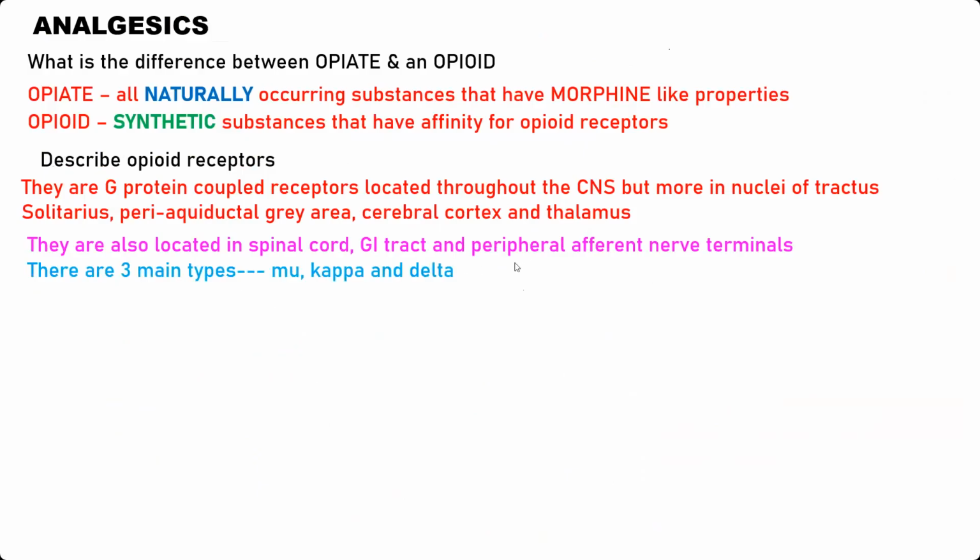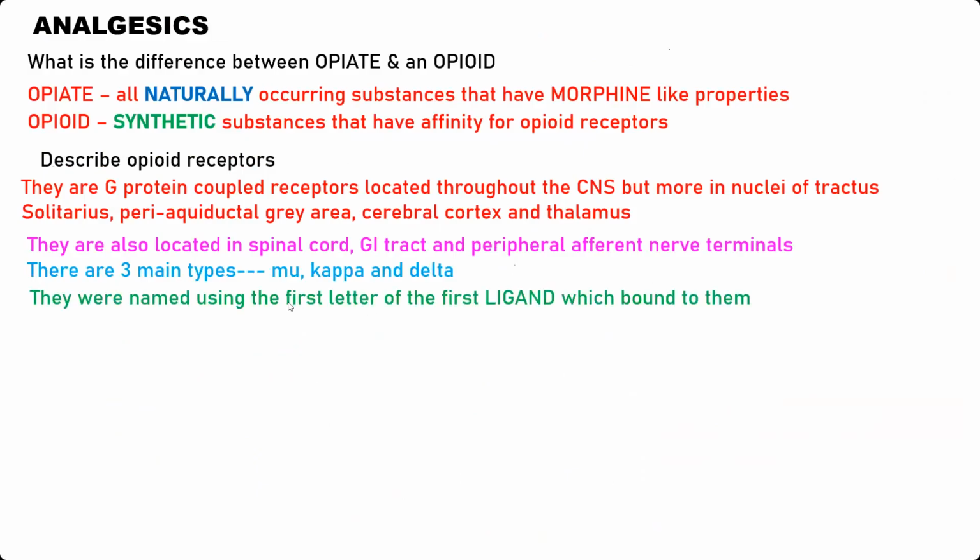And of course, now the recent one is the nociceptive receptor also. Why were they named mu, kappa, and delta? Any idea? They were named using the first letter of the first ligand which bound to them. During the discovery, scientists found that some ligands or chemicals were able to bind to these receptors. So based on the ligand which bound to them, they named them mu, kappa, and delta.